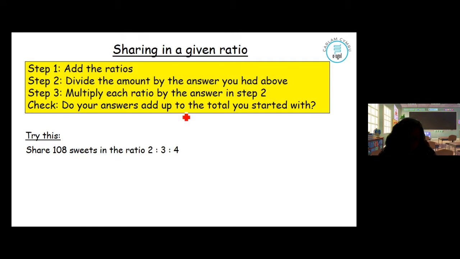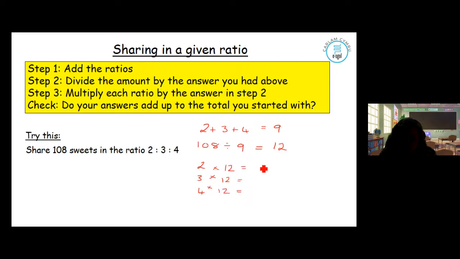Okay, then, so what you should have been doing is 2 add 3 add 4 to give you 9. Then working out 108 divided by 9, which comes to 12. And then each ratio, so the 2, 3 and the 4, gets multiplied by 12. And then this will tell me how many sweets I have.